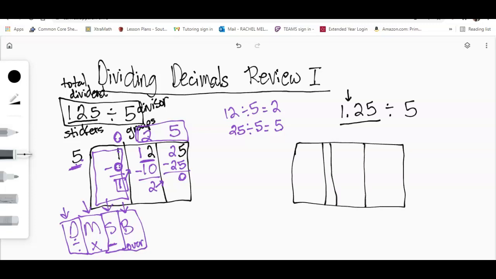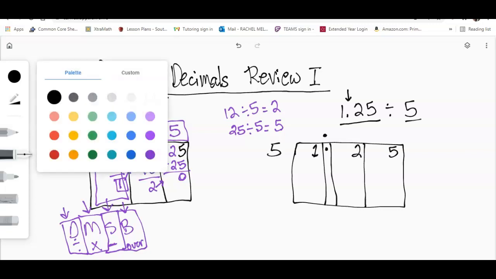Okay, our 1 goes here. We make a skinny little column for the decimal because no numbers go in this column, only the decimal point. And if you want, you can put your decimal right there because you know you're going to have a decimal in that place in your quotient. And then I have my 2 and my 5.